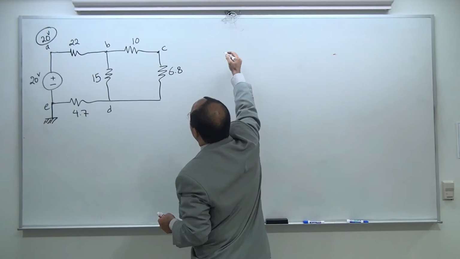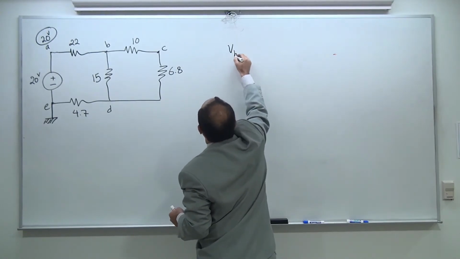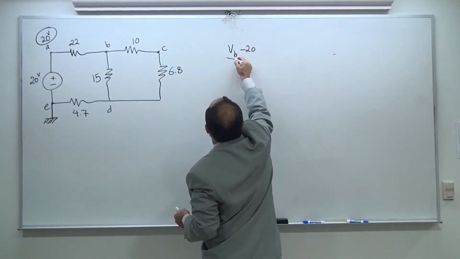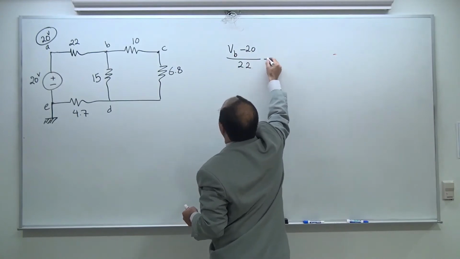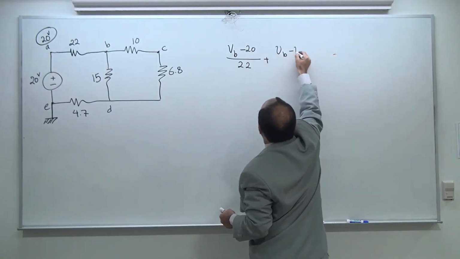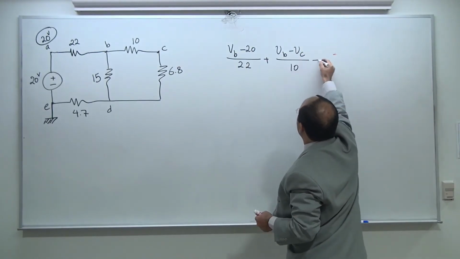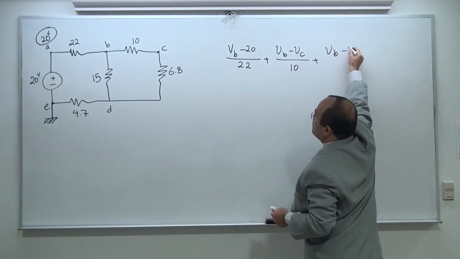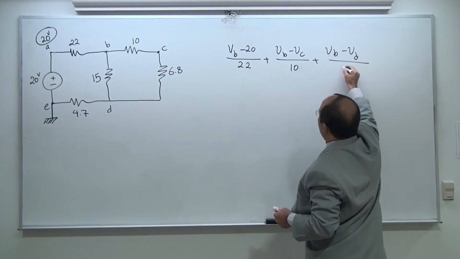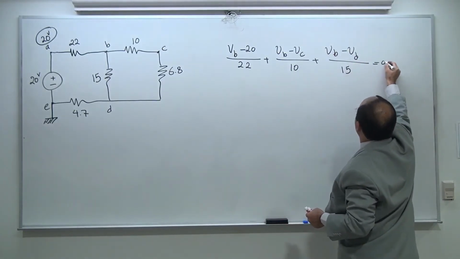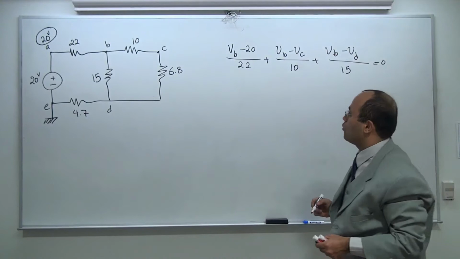Let's write the equation for node B. It's going to be VB minus 20 divided by 22. VB is the biggest voltage in my mind, just for the sake of writing the equation, divided by 10. VB minus VD divided by 15 is equal to 0. That's the nodal equation for node B.